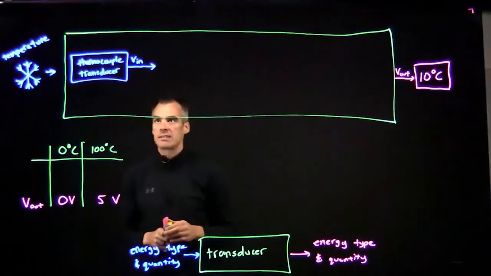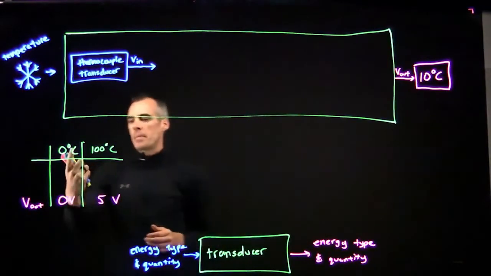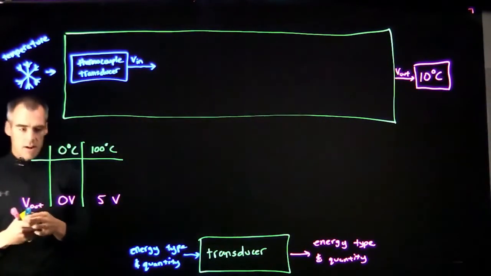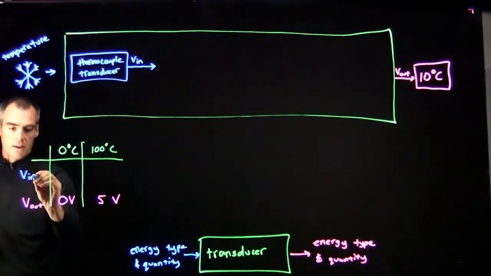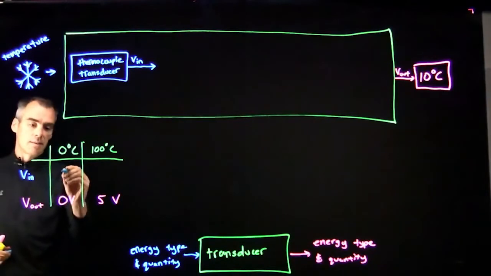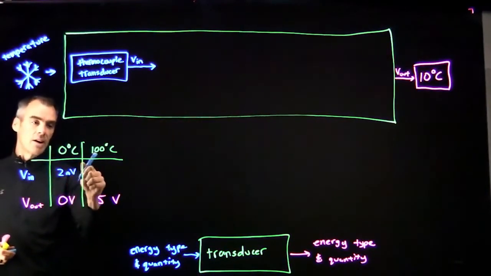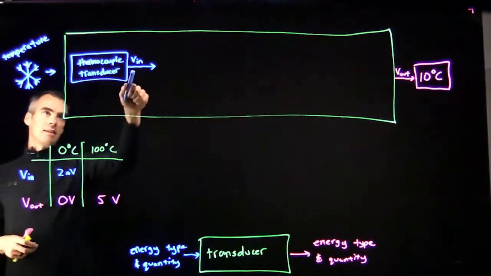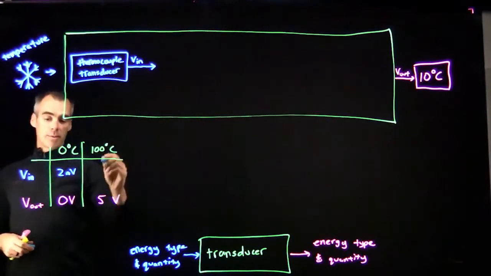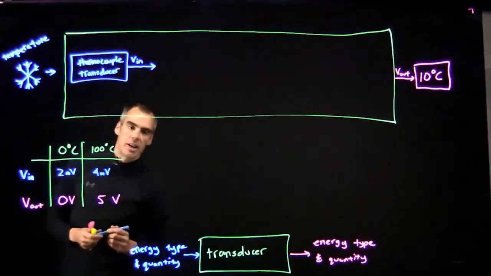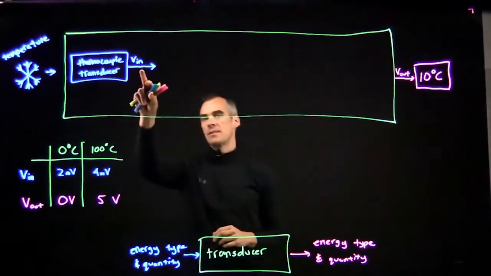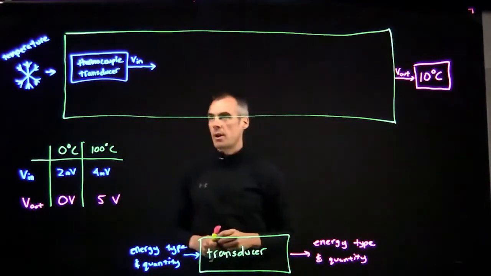And it turns out in this case that when we have 0 degrees Celsius, our thermocouple transducer output, which we call V in, is going to be 2 millivolts. And at 100 degrees Celsius, this V in, which is our output of our thermocouple, is going to be 4 millivolts. So our challenge here is to convert this V in to the proper V out so it reads it properly.